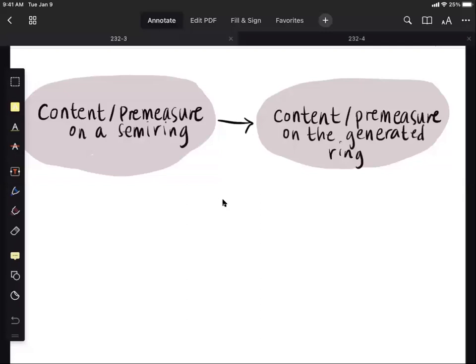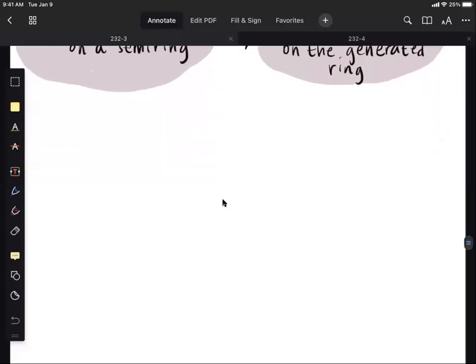So what if we have a content or a pre-measure on a given semi-ring? Can we construct a content, respectively a pre-measure, on the ring generated by the given semi-ring? So this will be what we do in the following theorem.